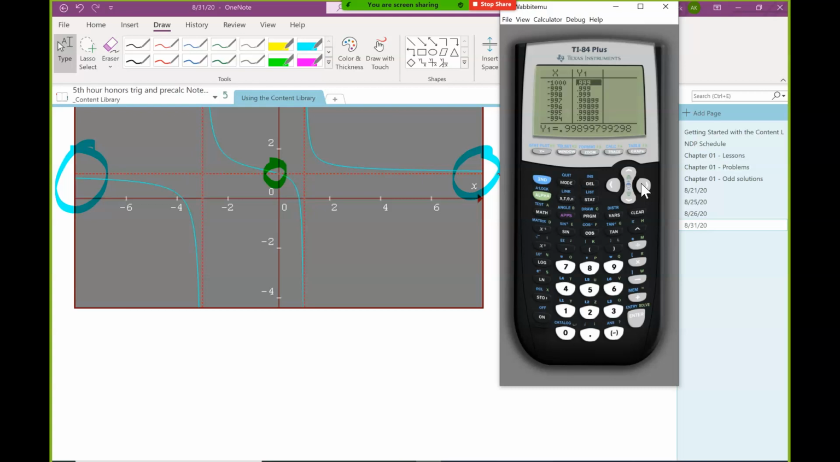Everybody okay with that idea? That if we want to verify something as a horizontal asymptote, we can just pick progressively bigger or smaller, respectively, values of x and show that the graph hasn't crossed that asymptote in between. Okay?